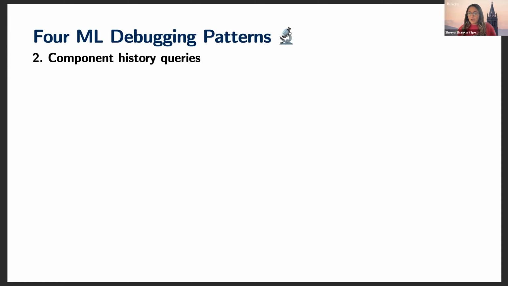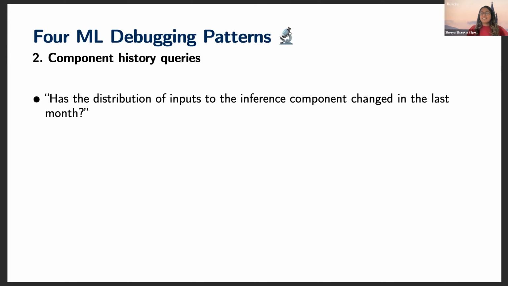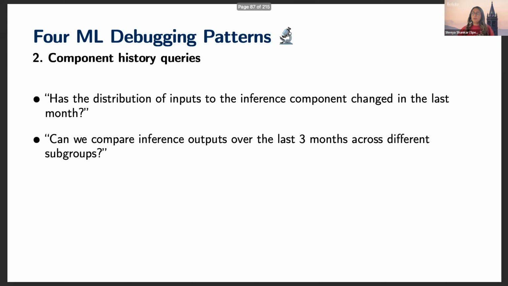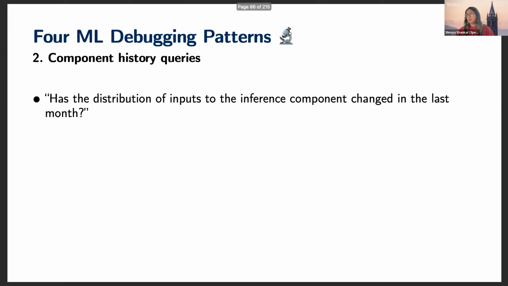Then you think about more stateful queries for a single component, or historical queries. These could be things like, has the distribution of features, or the distribution of inputs to the inference component, changed in the last month? I want to look at a history and compute some statistical aggregation over that for a single component. Can we compare the inference outputs over the last three months, but slice and dice them by subgroup? Maybe I care about specific populations, or specific customers, for example.